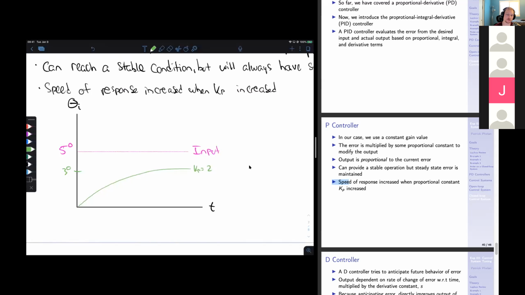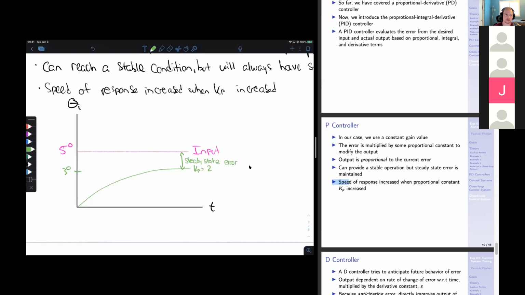So maybe that's 3 degrees. But as time goes on, we get closer and closer. Because we have just a proportional gain controller, which is Kp, we're always going to have steady state error, which is that error right there. With our Kp controller, the output is going to plateau out at 3 degrees. No matter what, even if we go on and on in time, we're never going to reach that desired output angle of 5 degrees.